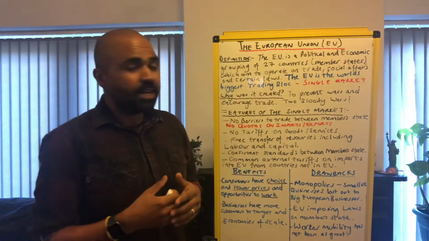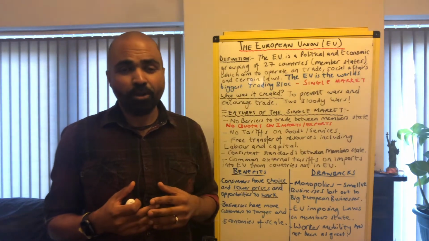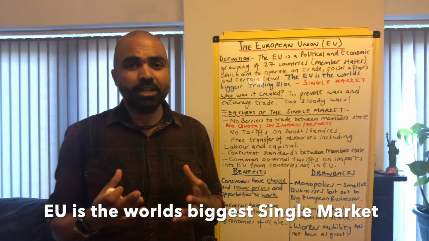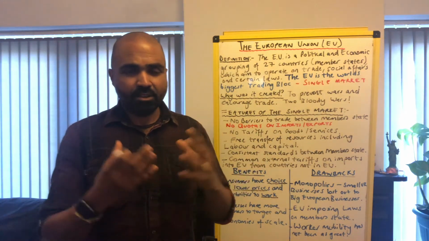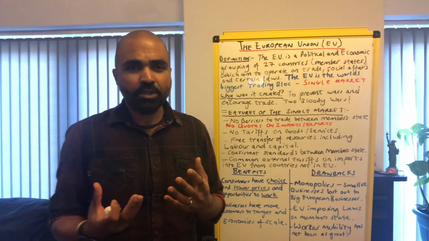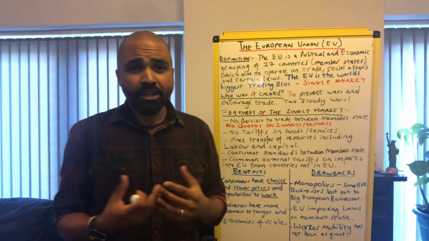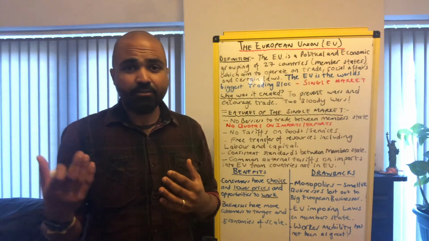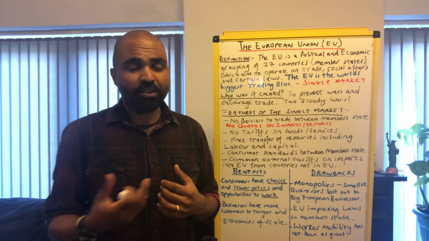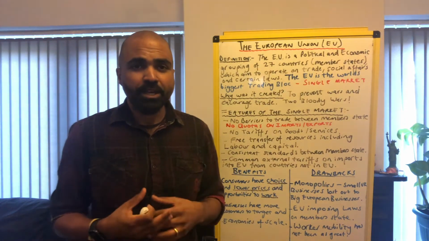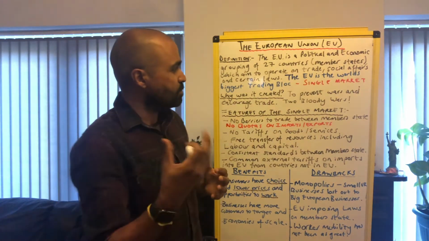The EU is the world's biggest trading bloc, the single market. Trading bloc means that they have these countries all trading with each other on free movement of goods, free movement of people, free movement of capital. So it's all free movement of lots of different things. That's some of the features.